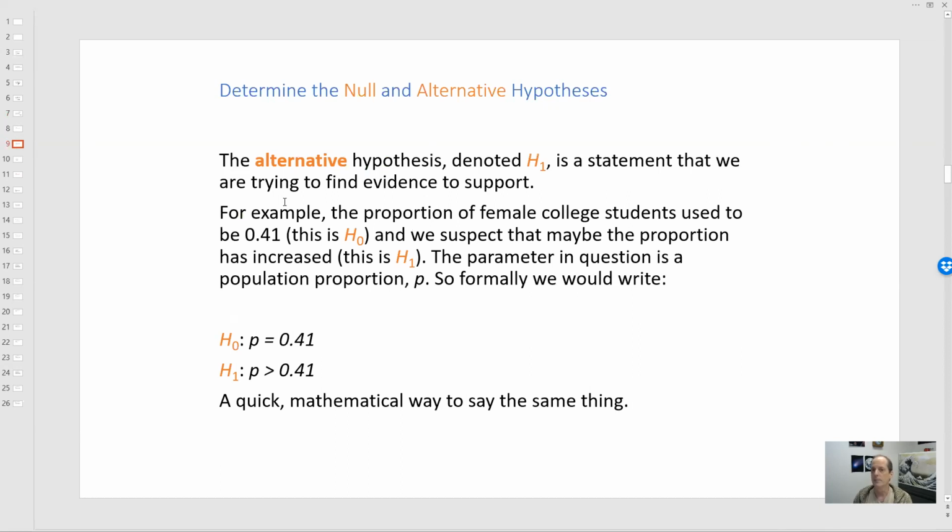And we suspect that the population proportion has increased. So our formal description of this is going to be: status quo is that the proportion is 0.41. The alternative is that it's increased.